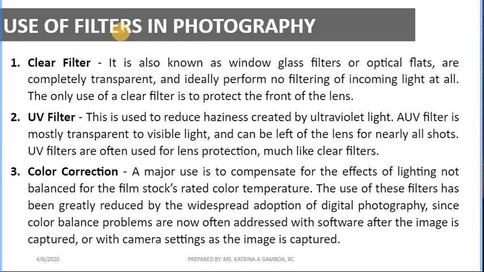Next, we have the UV filter. This is used to reduce haziness created by the ultraviolet light. Saan ba natin nakukuha tong UV light na to? Sa sun, di ba? The UV or anti-UV filter is mostly transparent to visible light and can be left on the lens for nearly all shots. UV filters are often used for lens protection, much like the clear filters.